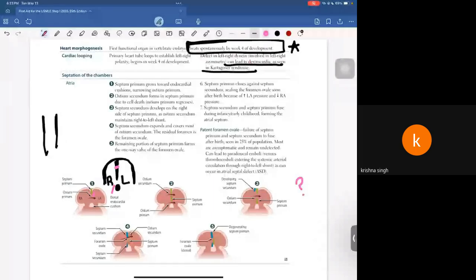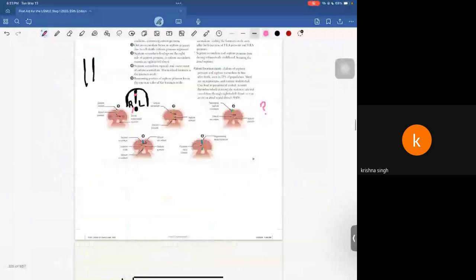Can you repeat your question? Please, can you explain this process once again? I got confused in ostium secundum and ostium primum. Okay.